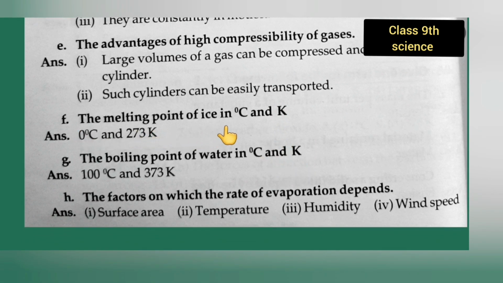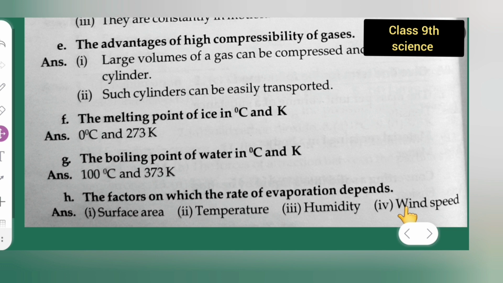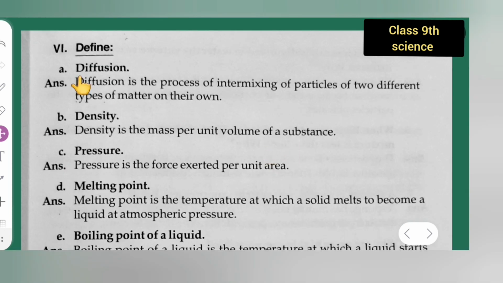The melting point of ice in degrees Celsius and Kelvin is 0 degrees Celsius and 273 Kelvin. The boiling point of water in degrees Celsius and Kelvin is 100 degrees Celsius and 373 Kelvin. Next is the factors on which the rate of evaporation depends. Answer is surface area, temperature, humidity, wind speed. Moving towards the next question.